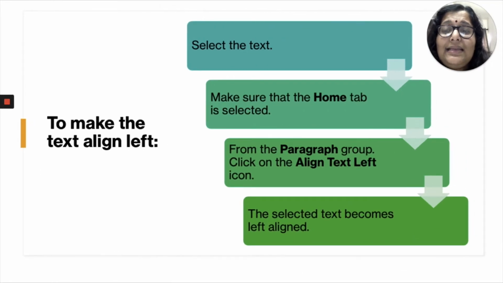To make the text align left, what do you do? For doing all these things, you have to first select the text. Make sure that the home tab is selected. Now also you have to click on the home tab. From the paragraph group, click on the Align Text Left icon. The selected text becomes left aligned. When you click on it, the text will be automatically aligned to the left for you. I will make a demo video on this to make you understand the concept.